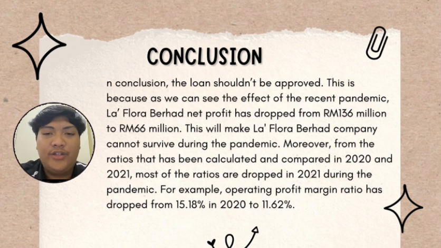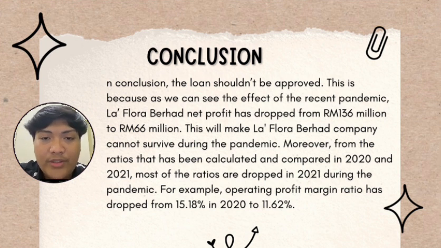As the bank's financial officers, we choose to comply with their loan request to La Flora Berhad. The business still had very strong earnings in 2020 despite the drop in profit performance in 2021. The year 2021 had a decline in prosperity due to the pandemic, which also affected the company's earnings. In conclusion, the loan shouldn't be approved. This is because, as we can see, due to the effect of the recent pandemic, La Flora Berhad's net has dropped from 136 billion to 66 billion. This will make La Flora Berhad unable to survive during the pandemic.